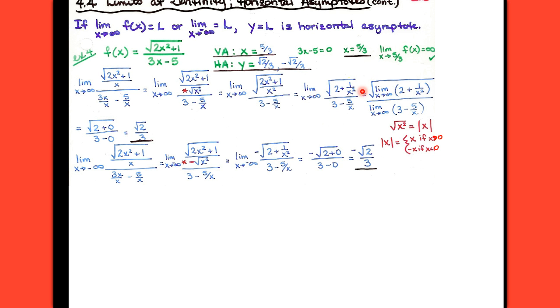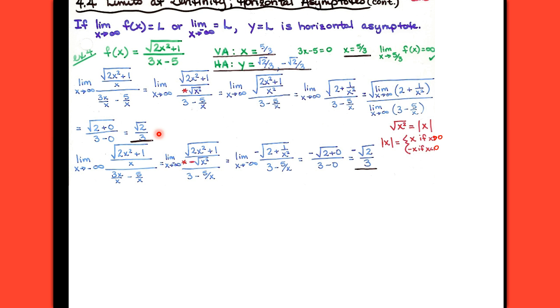Remember, we have a property that says if you have the limit of a radical, you can take the limit of what's under the radical first and then do your square root or cube root or whatever you have. So I'm going to go through and say the limit of a constant is that constant, and the limit of a number divided by a variable is 0. And then down here, limit of a constant is that constant, and limit of a number divided by a variable is 0. So that gives me square root of 2/3.